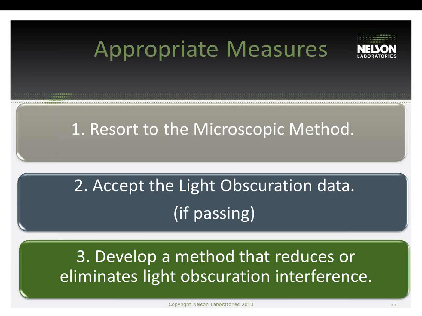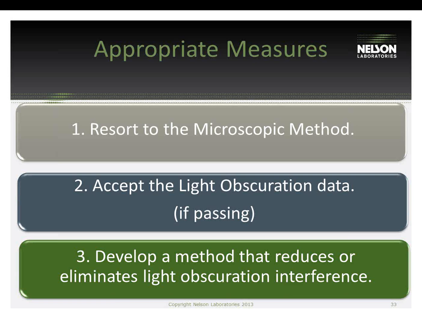The second option is to accept the light obscuration data, assuming that it's passing. This may or may not be applicable, but in many cases, a product may pass the USP light obscuration test but be considerably out of trend. In some cases, that may be accepted. In other cases, depending on internal SOPs and out-of-trend investigations, that may or may not be acceptable. But in many cases, the false positives aren't enough to actually cause the sample to fail.